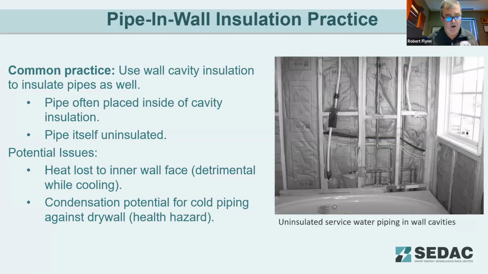So, pipe and wall insulation practice. A common practice we see is to use wall cavity insulation to insulate the piping as well, but the pipe is often placed inside of a cavity of the insulation, with the pipe itself uninsulated. Potential issues include heat loss into the inner wall face, and condensation potential for cold piping against drywall, which can be a health hazard.